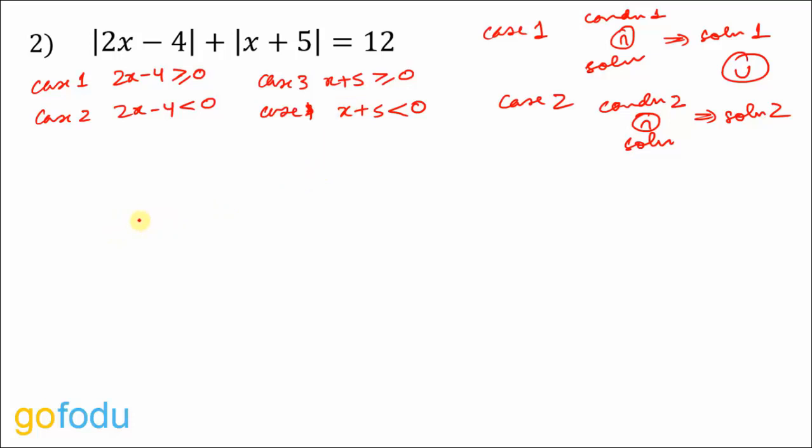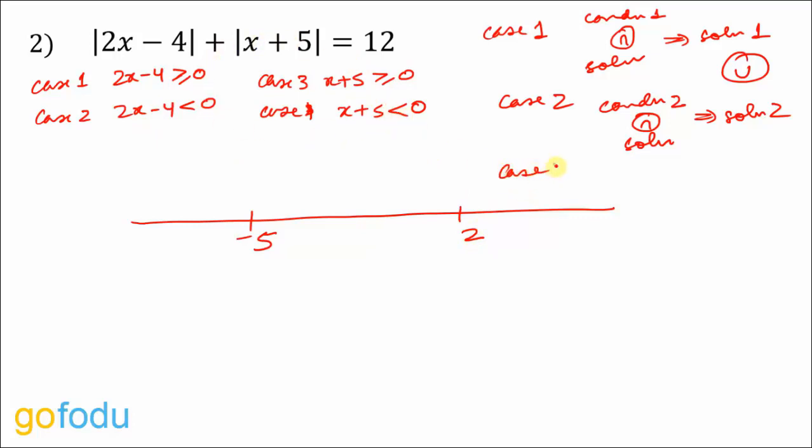We will plot the critical points on the number line. From this term we have minus 5 as the critical point, and from this term we have 2 as the critical point. Now this is very similar to the inequalities video. We have three regions here. We have reduced these four cases to 3.